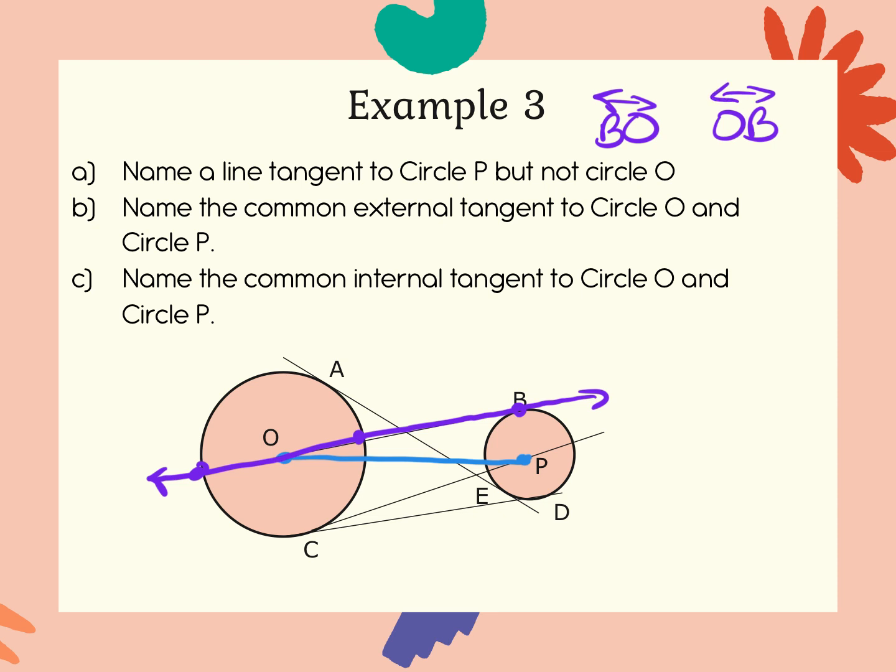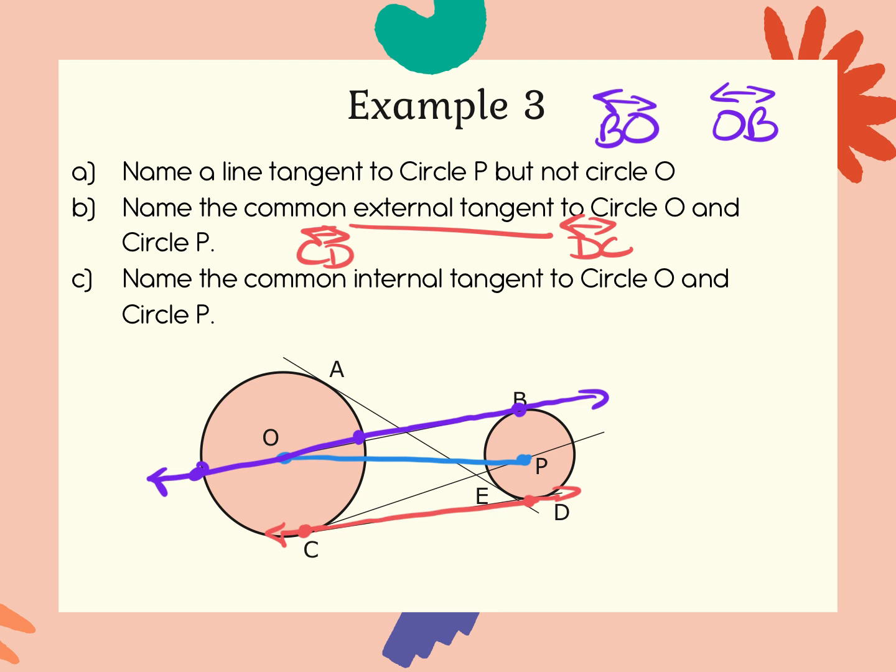Now the external, remember that's the one that can't cross that blue line. So the external tangent would be down here at the bottom, CD. Because it's hitting at the point of tangency of C for circle O and D for circle P. So this would be CD or DC. Again, the order doesn't matter. And again, when they ask for a tangent and don't specify it's a segment, you need to put the picture of the line on top.